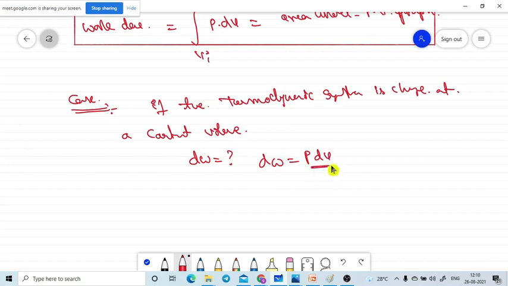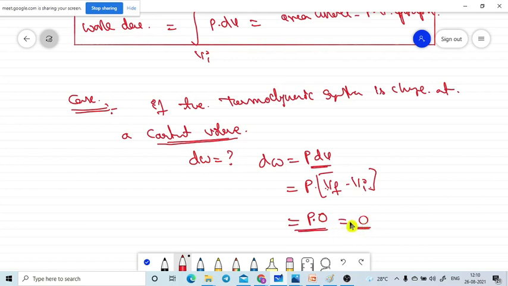As I told you, the thermodynamic system is moving at constant volume. So P dV is nothing but P into V final minus V initial. V final and V initial are both the same, so what will we get? P times 0 is 0. Something into 0 is always 0 in a product. So in the case of a thermodynamic system moving at constant volume, the work done by the thermodynamic system is 0.